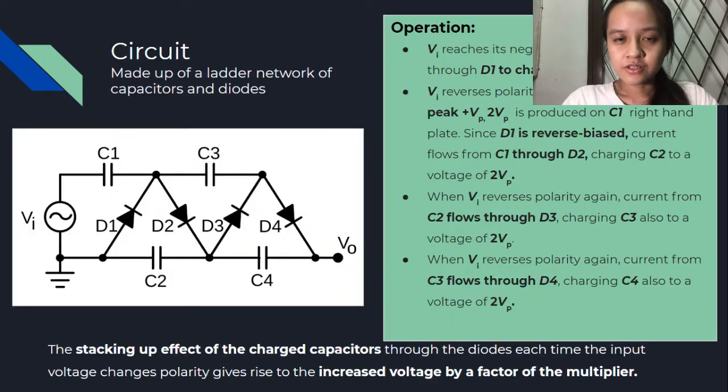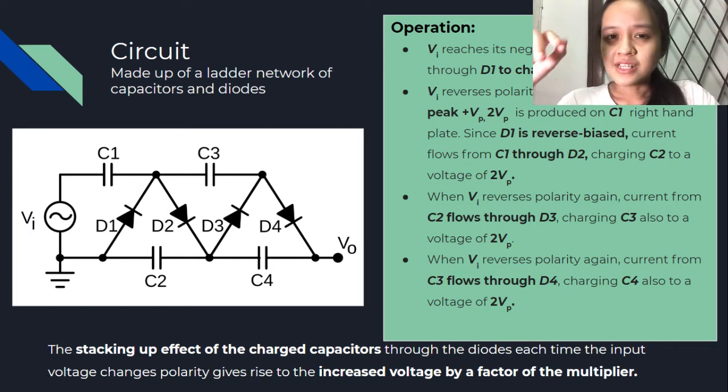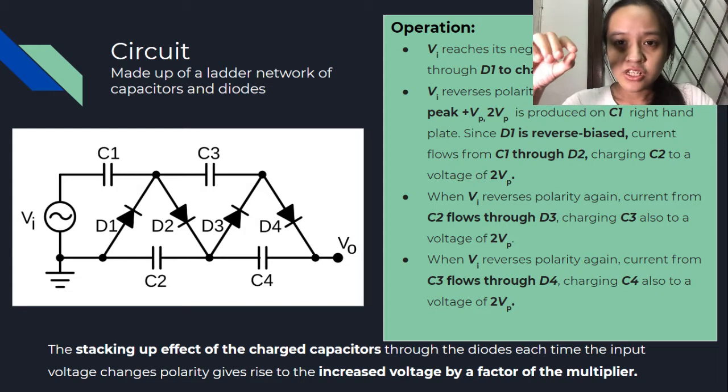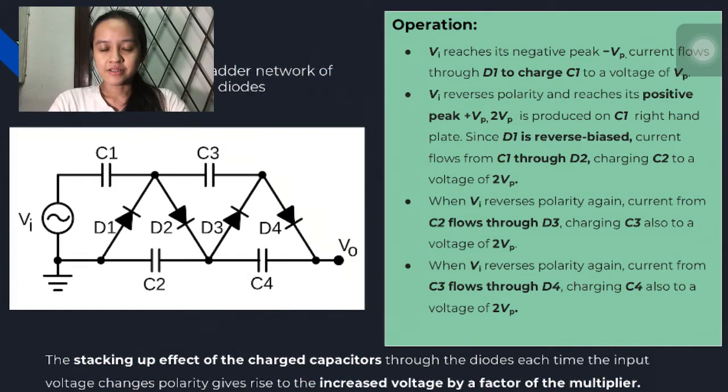The advantages of the Cockcroft-Walton high voltage multiplier over transformers are that they are lower in cost, easier to isolate, and lighter in weight. So, this is the circuit of a high voltage multiplier. It is made out of a ladder network of capacitors and diodes. Every time the input voltage Vi changes polarity, the stacking up effect of charged capacitors through the diodes will increase the voltage by a factor of the multiplier. For our experiment, we have 5 stages, so the voltage was increased by 5 times. This is how the circuit works.